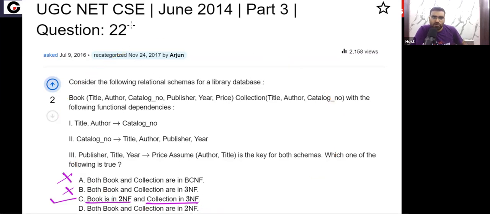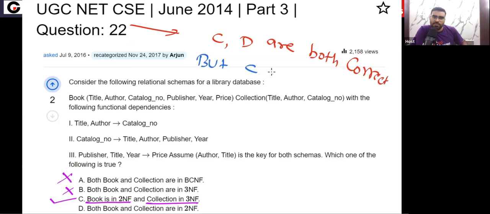So for this UGC NET exam question, actually C, D are both correct. But C is better. C is better choice. Okay, तो अगर आप यूजीसी नेट एग्जाम दे रहे हो तो सी, डी दोनों करेक्ट है, लेकिन सी एक बेटर चॉइस है.